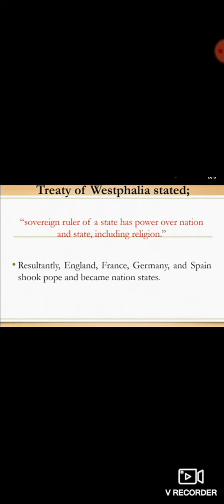First of all, the Treaty of Westphalia. Basically two treaties were signed in Westphalia in October 1648. These treaties are also known as the Peace of Westphalia, and they state that the sovereign ruler of a state has power over the nation and state, including religion. The whole power was given to the sovereign ruler. Resultantly, England, France, Germany, and Spain shook off the Pope and became nation states.